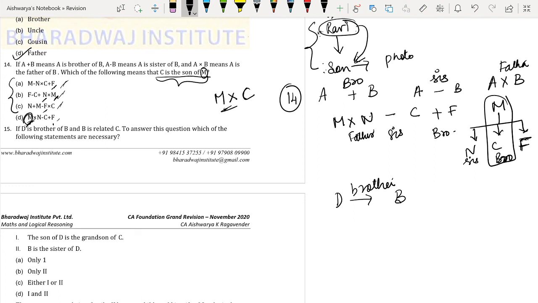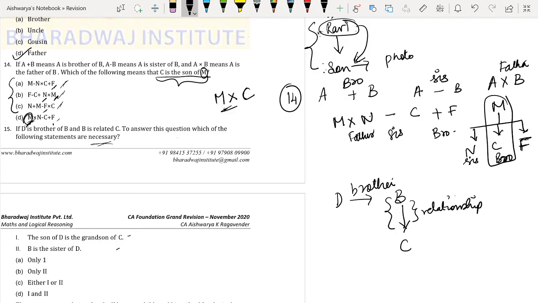Okay, first two things let us read. The question is asking the relationship between B and C. So we want more information about their relationship. We don't want to know about anybody else. So see what it is saying. The first one is saying the son of D is the grandson of C. The son of D, okay, is the grandson of C.